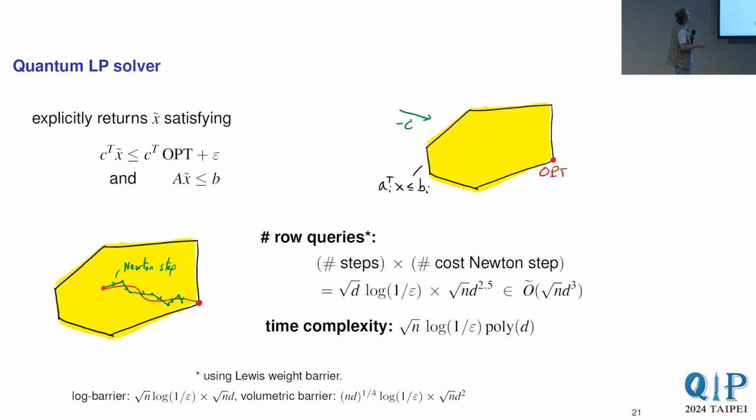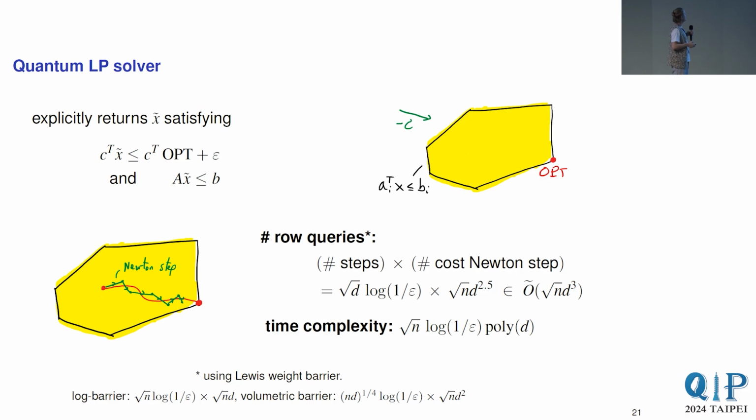And for the cost of the Newton step, because we have to take care of these Lewis weights and so on, we pay a bit more in the d factor here. We get square root n times d to the 2.5. Similarly, the time complexity scales as square root n log 1 over epsilon, and then poly d. Notice that it's important that we turn to this most recent Lewis weight barrier to get just a square root n dependency, because every Newton step will have this square root n dependency, so we cannot afford an n dependency in the number of steps.